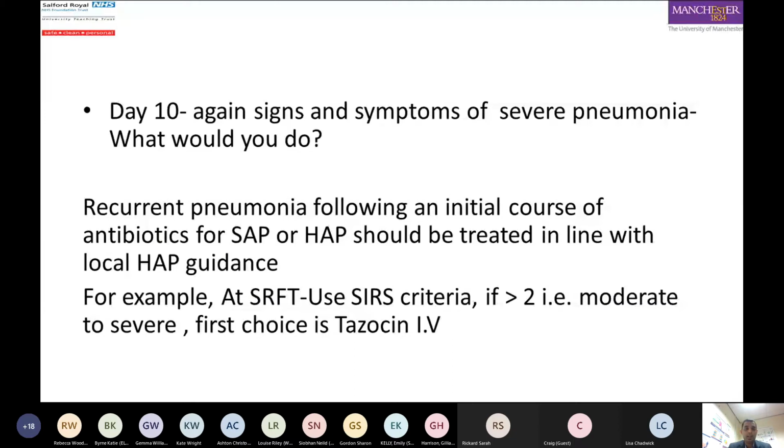So for the same patient, supposing that he had recovered, and on day 10 he again shows signs and symptoms of severe pneumonia, then you'll have to consider that this is recurrent pneumonia following an initial course. You should try and treat this in line with treatment guidance for HAP with cover for Pseudomonas. And we use severity criteria still here because it's HAP, and you could use SIRS criteria, for example. And again, here the choice of first treatment is tazocin. If you're suspecting deeper infections, you should consider MRSA as well as ESBL.